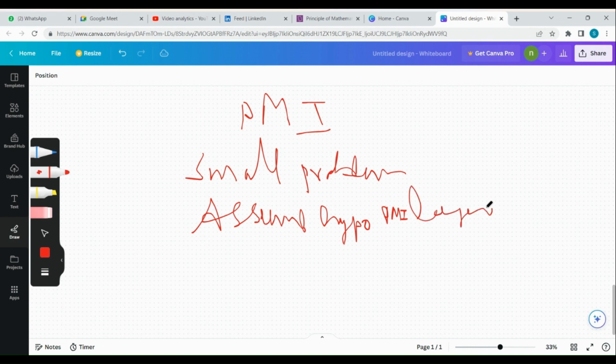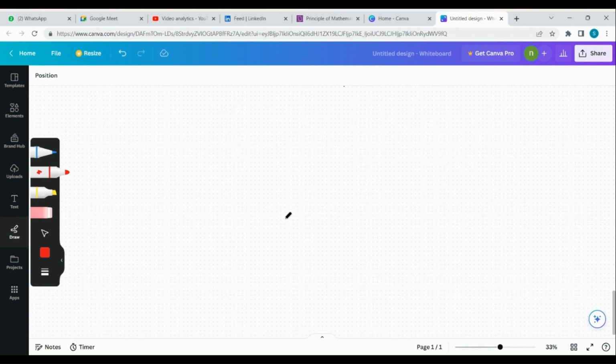Okay, so let's try to think about finding the factorial of a number in terms of PMI. Say you are given factorial of n. Okay, so what will you tell?